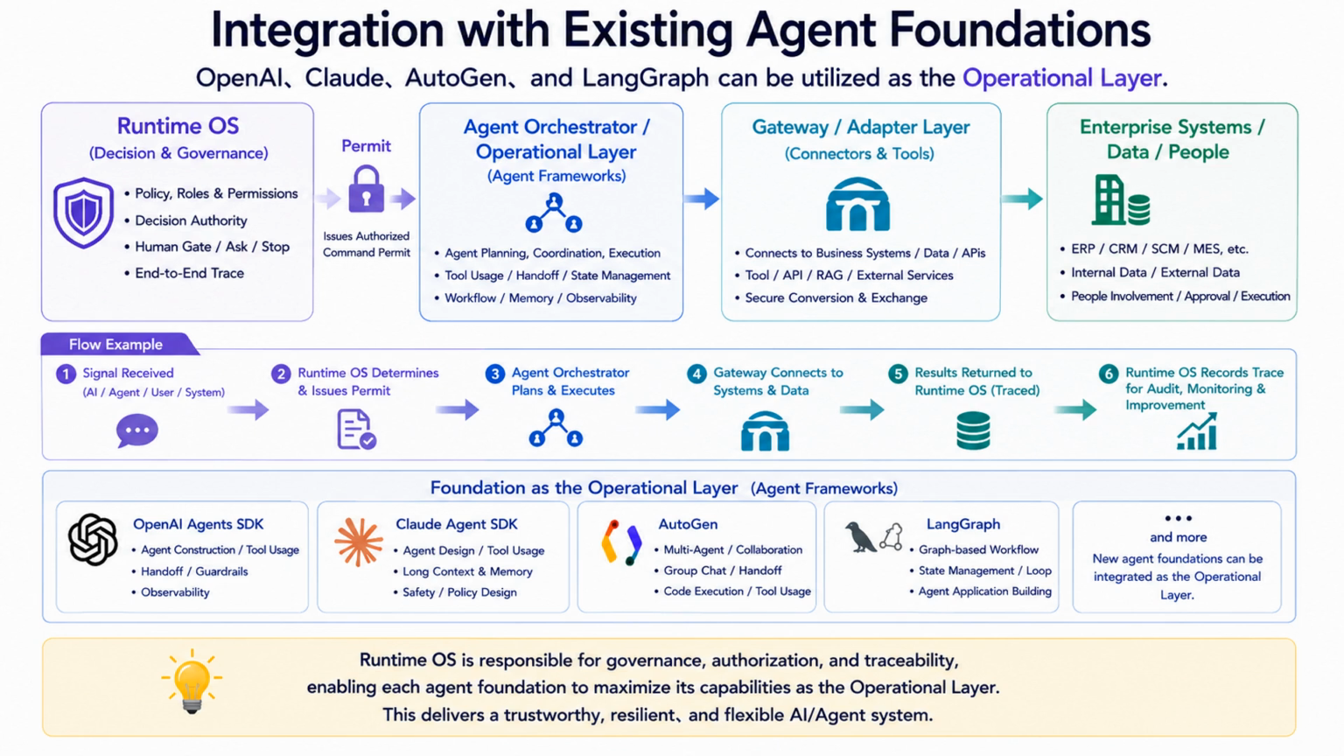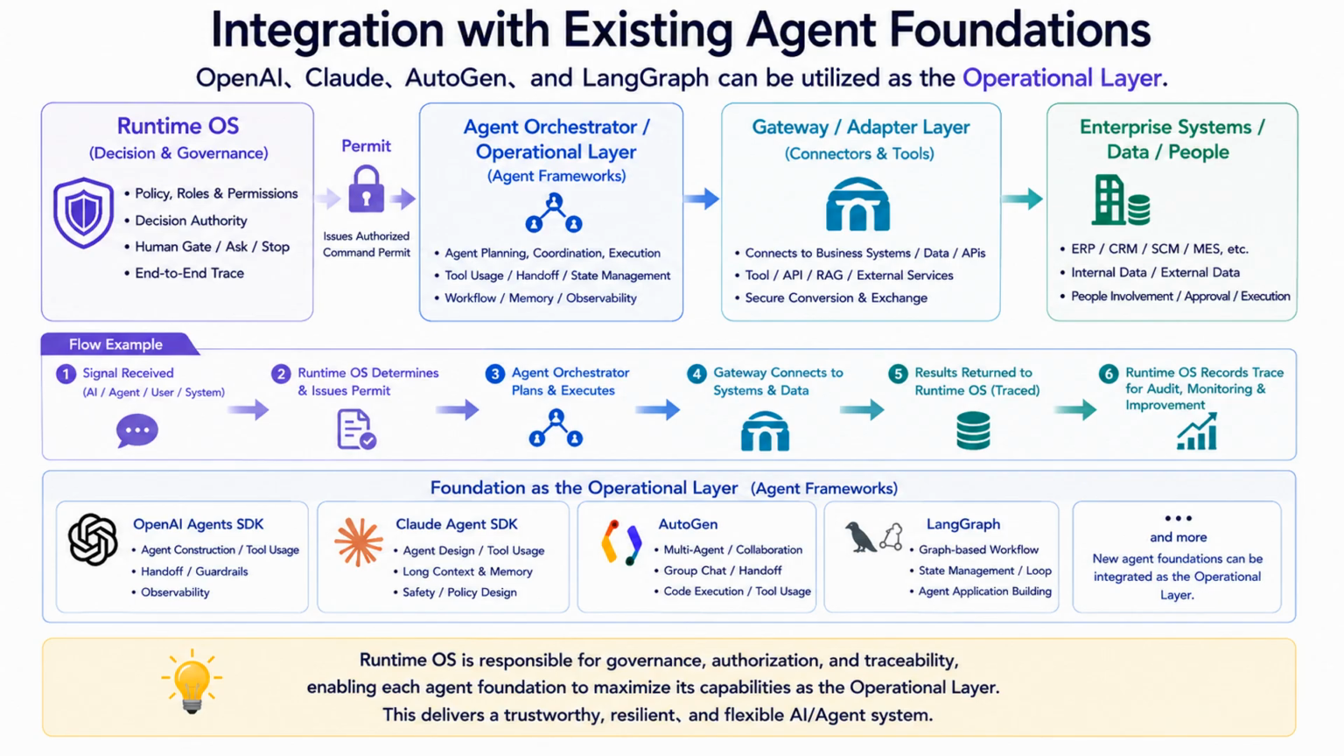Agents then connect through a gateway or adapter layer to APIs, RAG systems, external services, and internal enterprise systems. Beyond that layer are enterprise systems such as ERP, CRM, SCM, and MES, along with various data sources and the people involved in approval and execution.